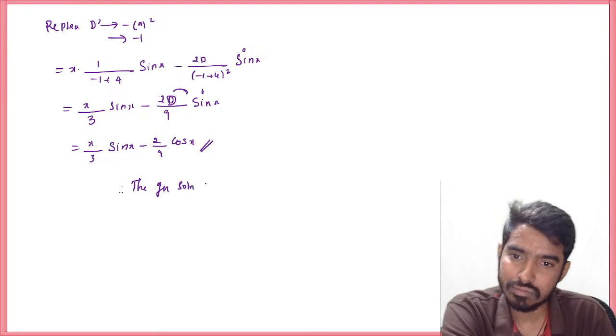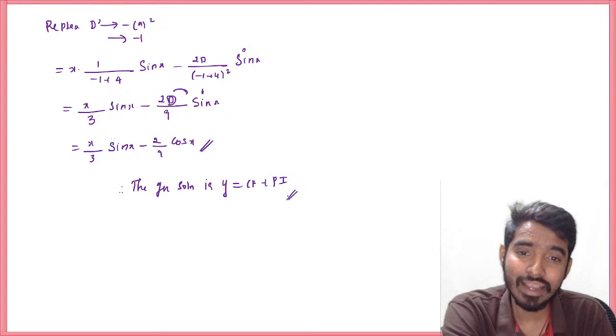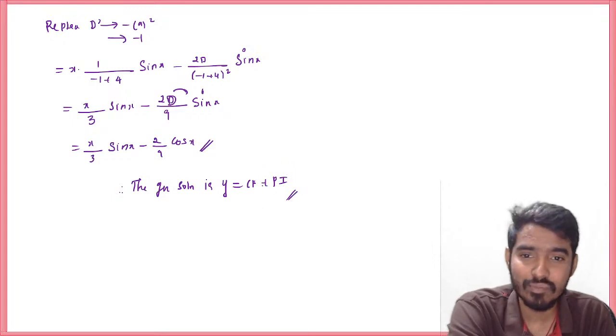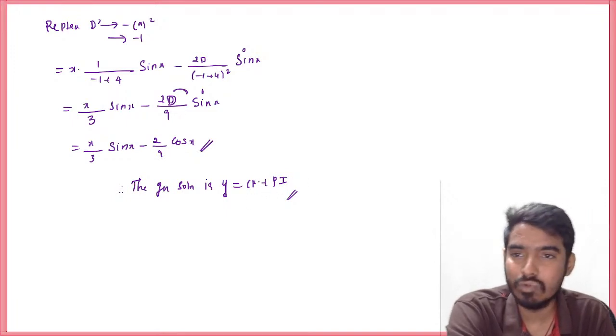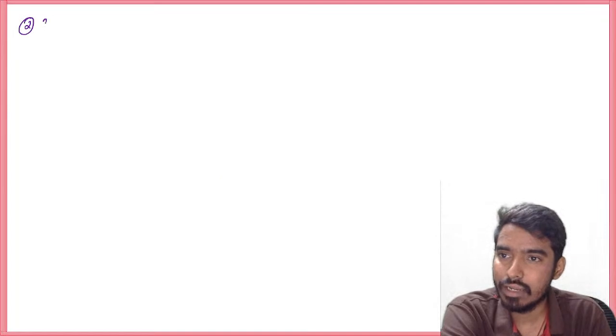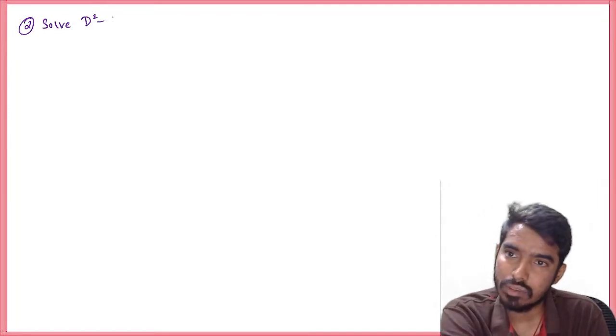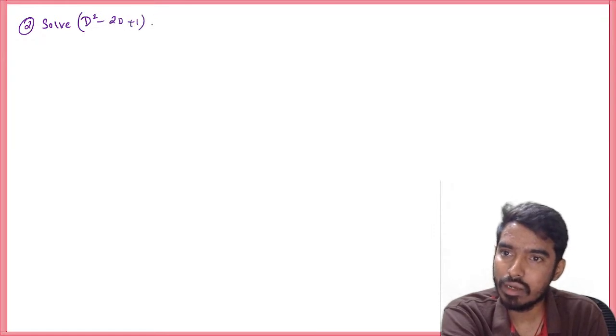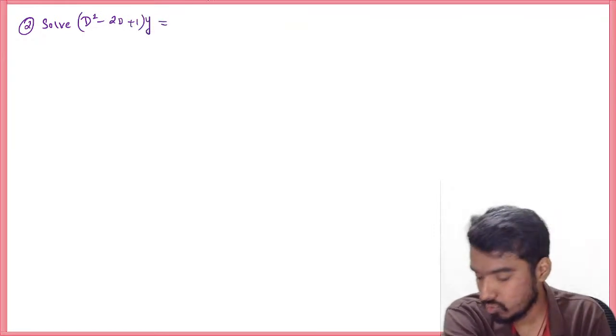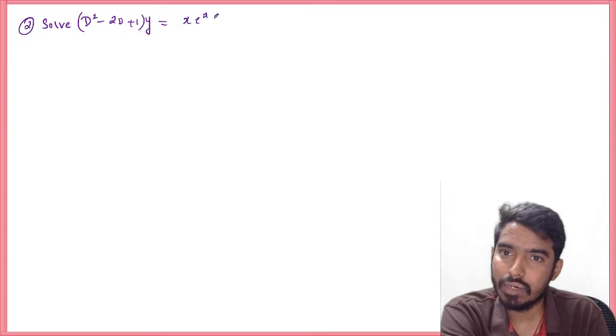General solution is y is equal to CF plus PI. You have to write this here. In all the questions, I'm just writing only this term, but in the exam you have to write both CF and PI and add them up. Second, solve D square minus 2D plus 1 of y is equal to x e power x sin x.